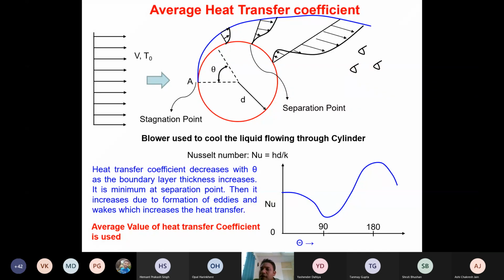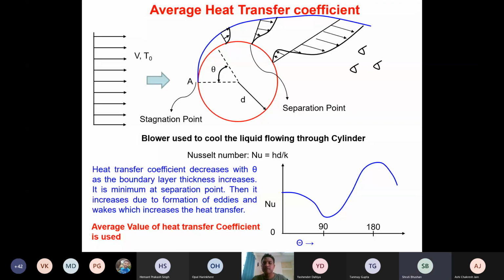But in a practical heat transfer problem, I don't want to make my job complicated. Rather, I want to make it simpler. So one can integrate this h over theta and then find the average value of h, and the average value of h can be used for the heat transfer. Okay, is it clear?